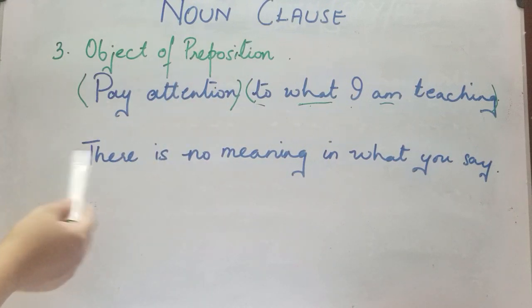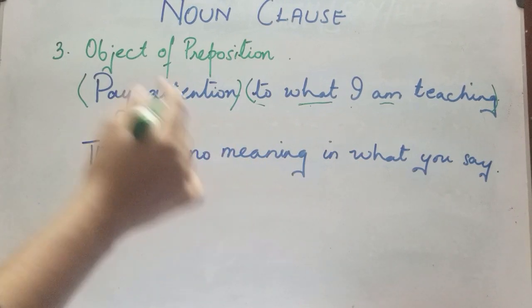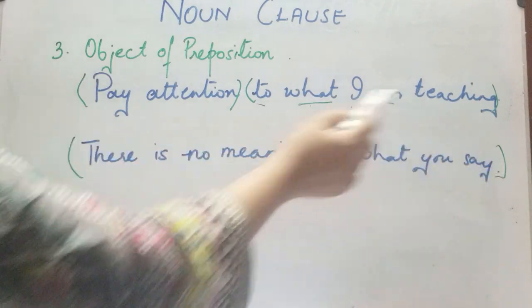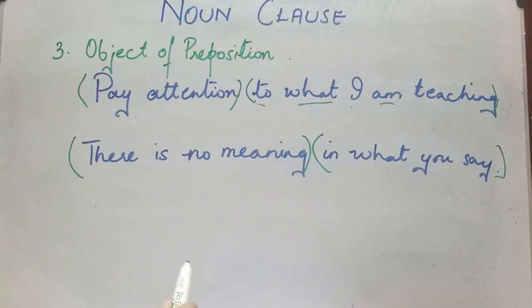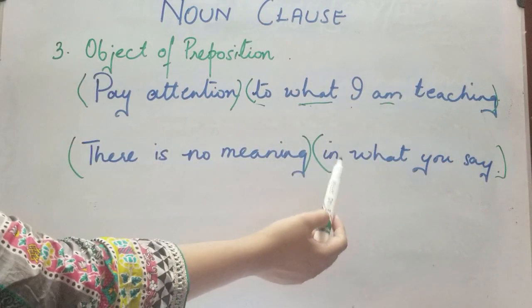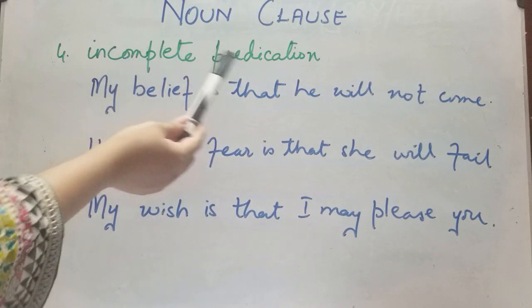Look at the next sentence very carefully. There is no meaning in what you say. There is no meaning in what? In what you say. Okay, so in both these sentences, your noun clause is what I'm teaching, to what I'm teaching, and the next one, in what you say. I hope this is clear. You have got an incomplete predication.